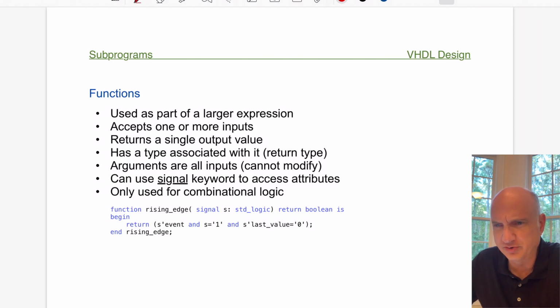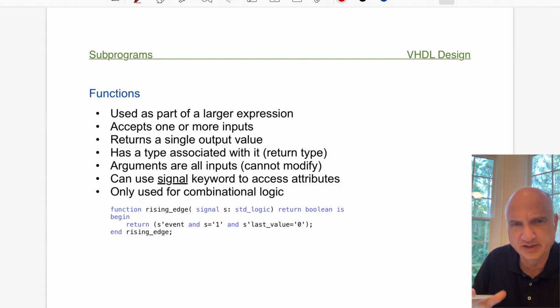Basically, functions are things that have to be used as part of an expression. They can be used as part of a signal assignment. They can be used within code, like I said, within a process, within another program or a subprogram like a procedure. But they're always part of some expression because they always have a return value and they have input arguments.